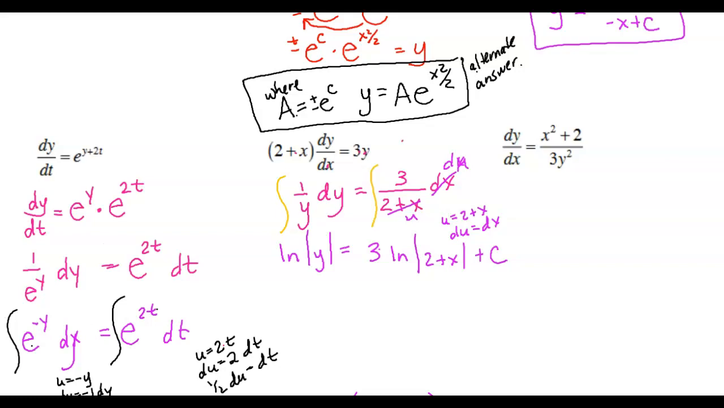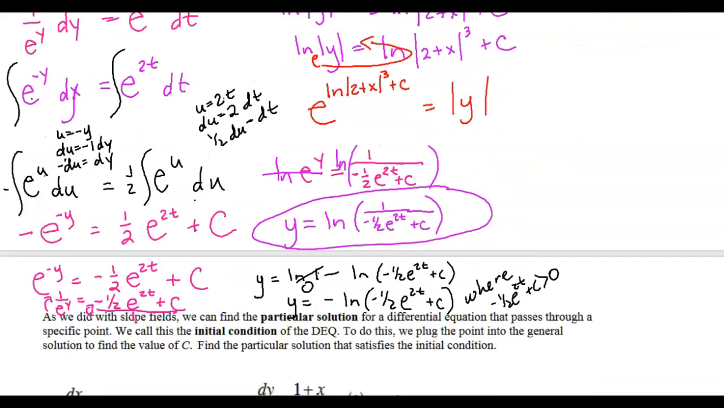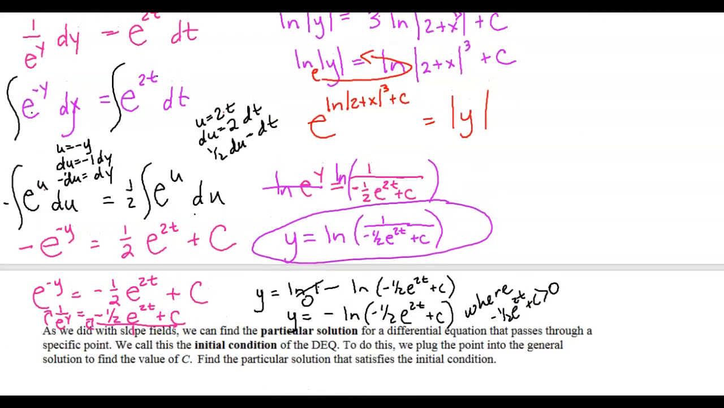So I'm going to bring the power up. I get natural log of y, and you'll see why in a second. I prefer this. It's going to be 2 plus x cubed. So we need to get y alone. So remember, this is e, and I can change this to exponential. So I get e to this equals absolute value of y. I am going to erase all of this because I need more room.